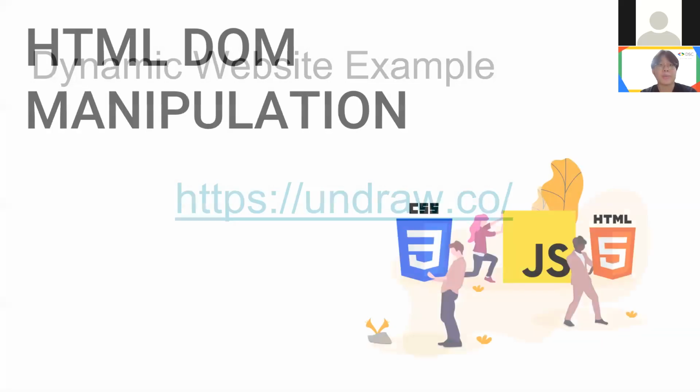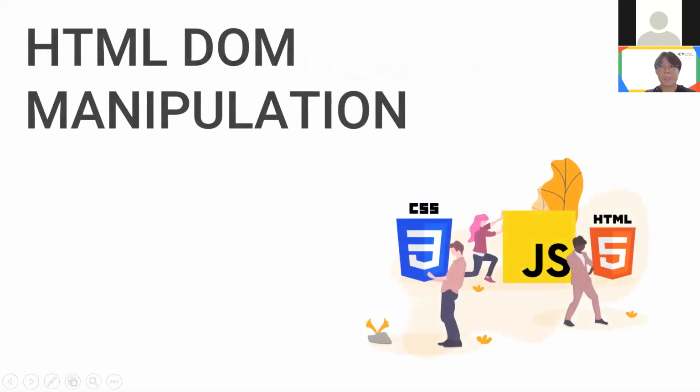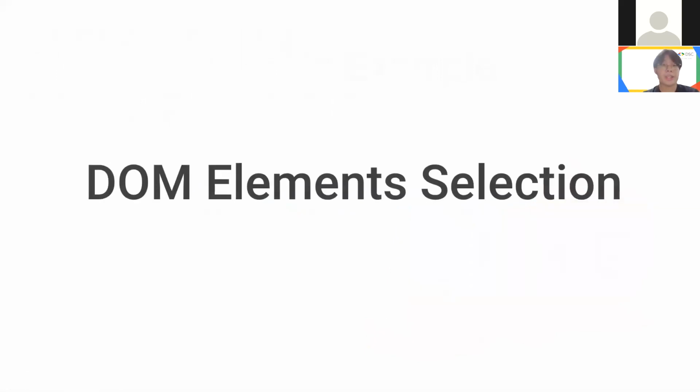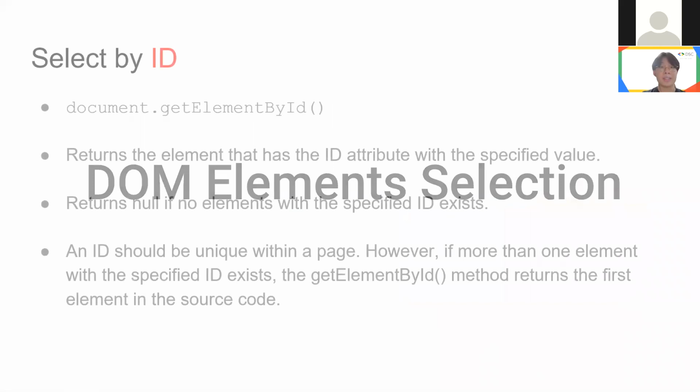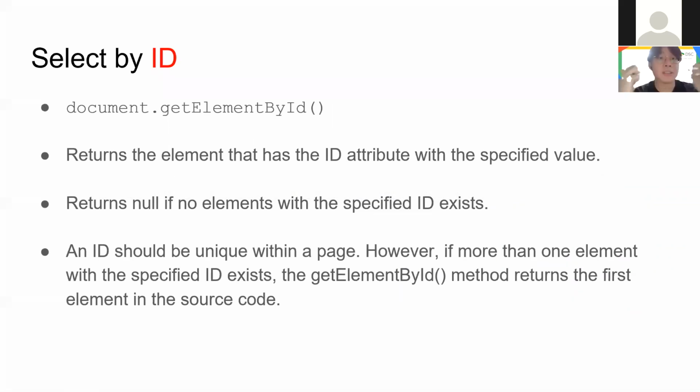So I think we are good to begin on HTML DOM manipulation. Firstly, we are going to focus on selecting the HTML elements, and you can actually do so by several methods. The first one is to select by ID using this code over here called document.getElementById. Document is an object provided by the browser, which contains a lot of different methods for you to do a lot of different things.